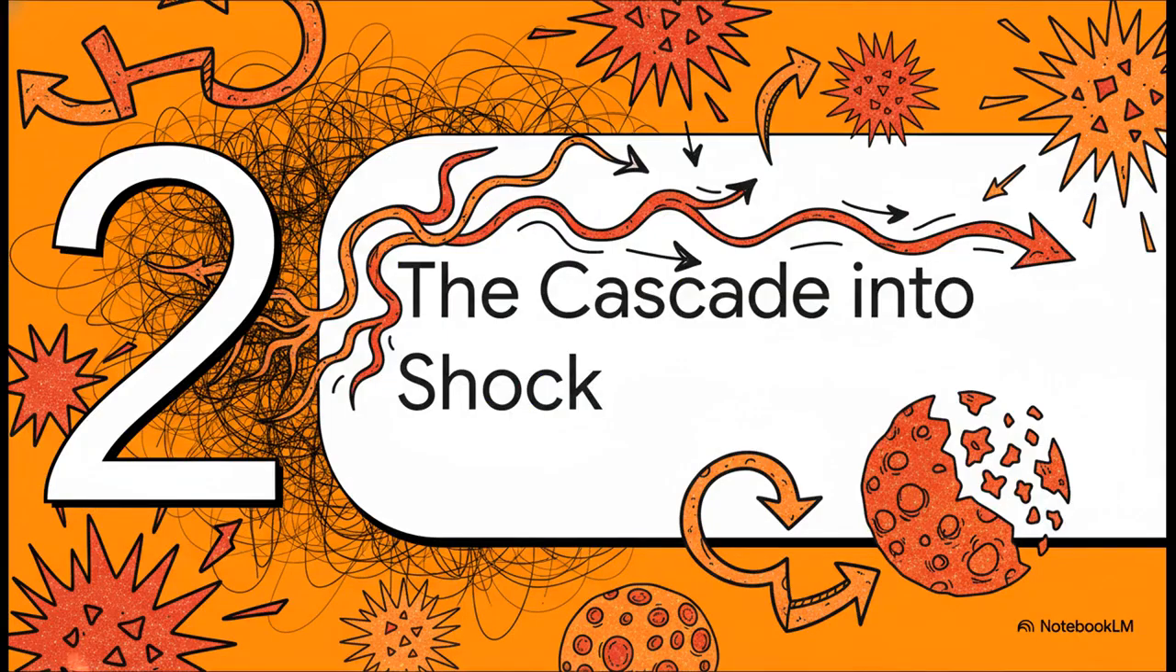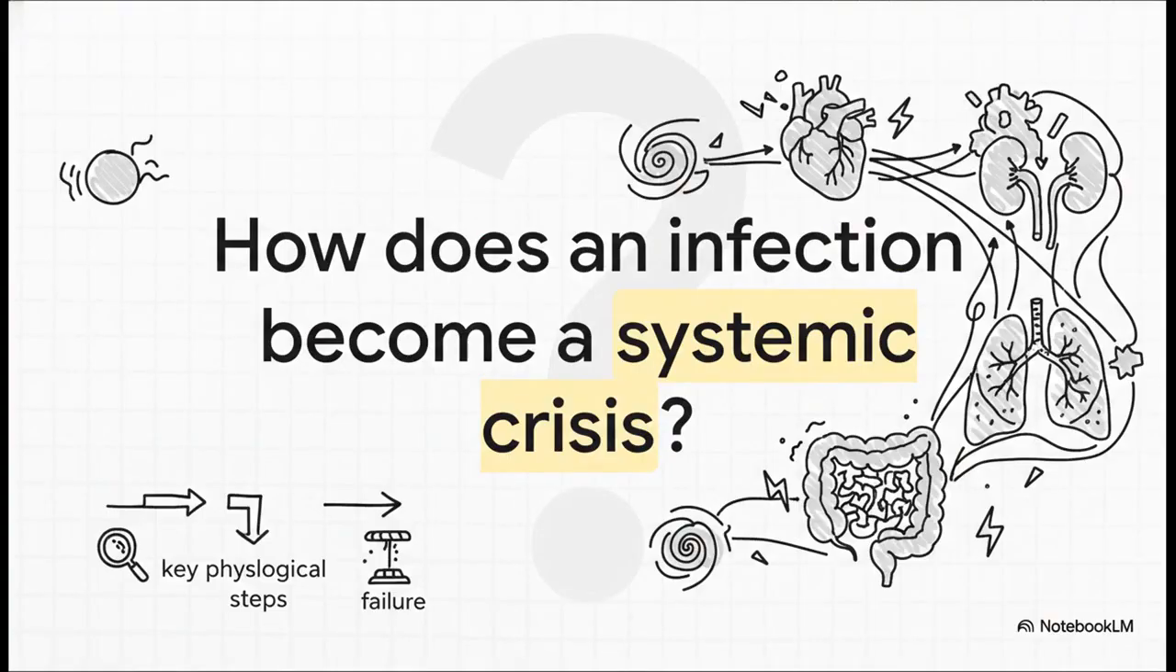Okay, so the body is overreacting. Now let's watch how that initial firestorm starts a chain reaction. This is where we move from a localized problem to a full-blown systemic crisis that we call shock. So you might be asking yourself, how on earth does that happen? How do we get from a simple infection in one part of the body to a life-threatening body-wide emergency? Well, it all boils down to a few key physiological steps.